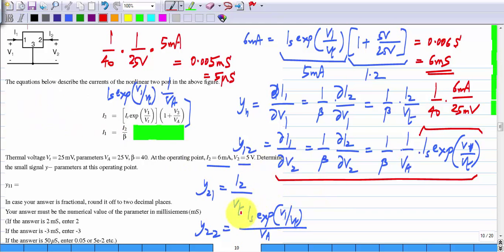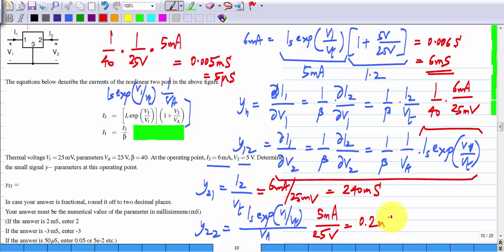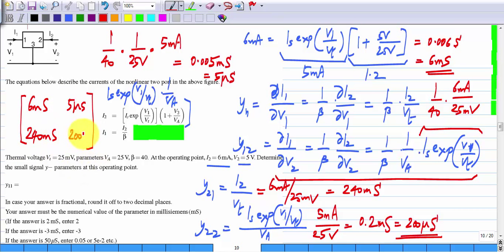Coming to y21, we'll have I2 by Vt, which is 6 milliamps by 25 millivolts, which corresponds to 240 millisiemens, and y22, which is this quantity, which is 5 milliamps divided by Va, which is 25 volts. This is 0.2 millisiemens or 200 microsiemens. So the Y parameters of this nonlinear circuit at the operating point are 6 millisiemens, 5 microsiemens, 240 millisiemens and 200 microsiemens.